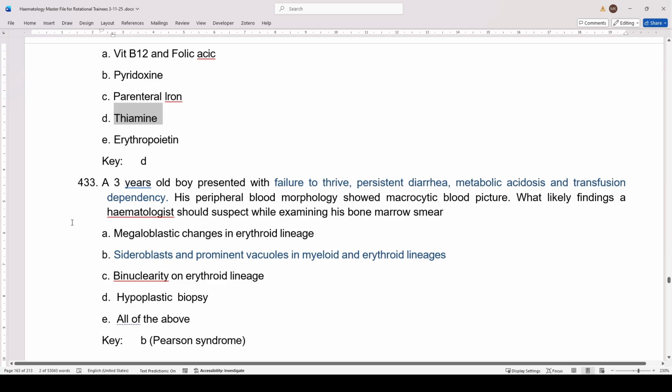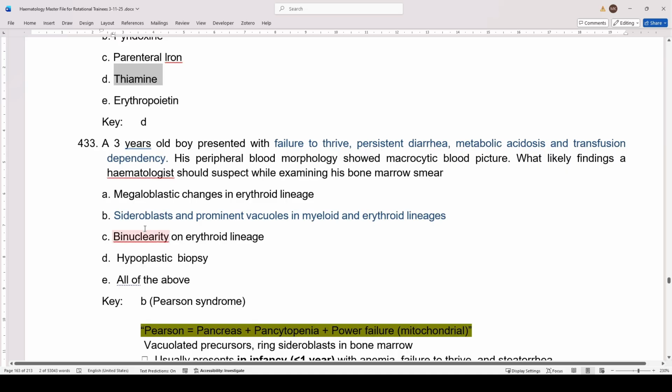So what it points us to is the megaloblastic change in the erythroid lineage. No. What we will see in the bone marrow are sideroblasts and prominent vacuoles in the myeloid and erythroid lineage. Yes, this one is correct, because it is a case of Pearson syndrome. Binuclearity in the erythroid lineage is seen in case of CDA, not here. Hypoplastic biopsy, all of the above. So option B is correct here.